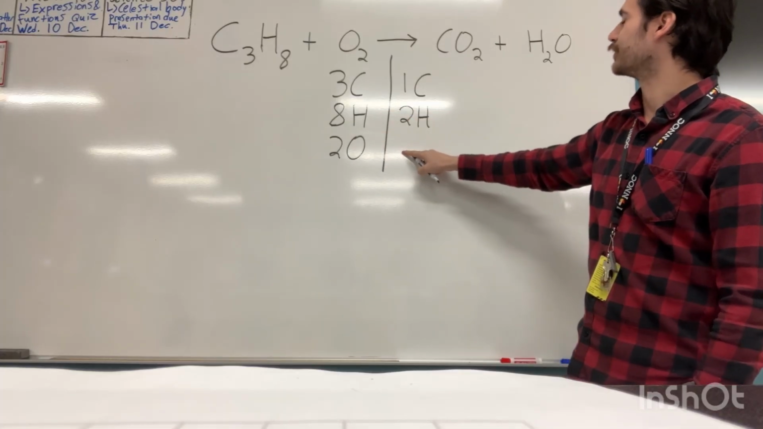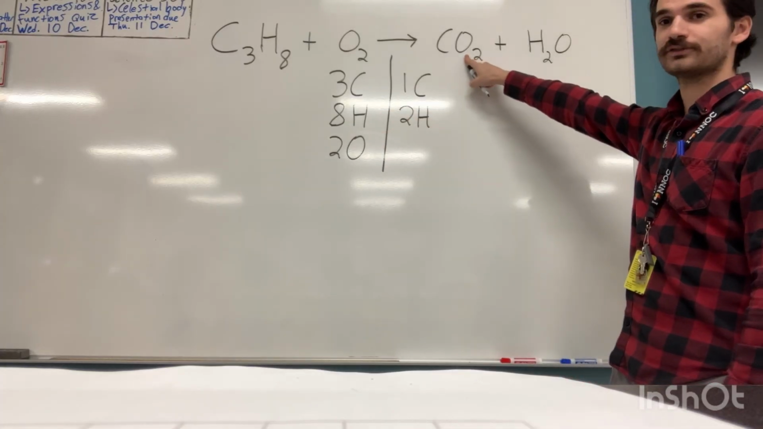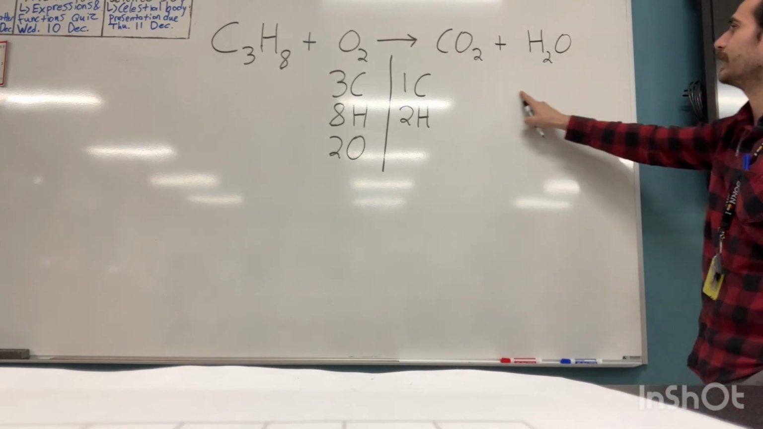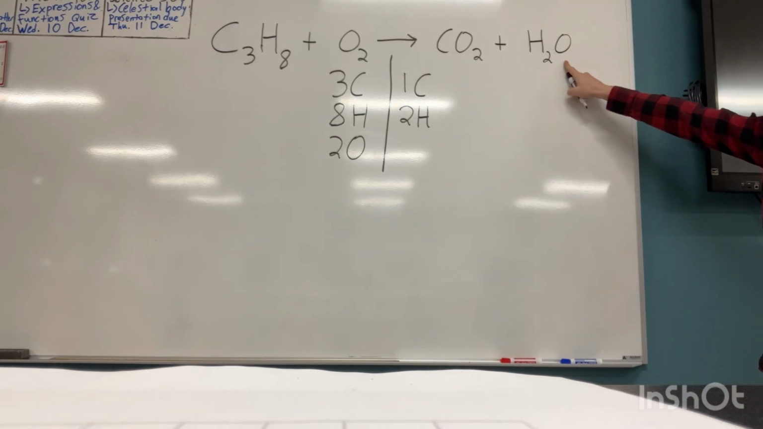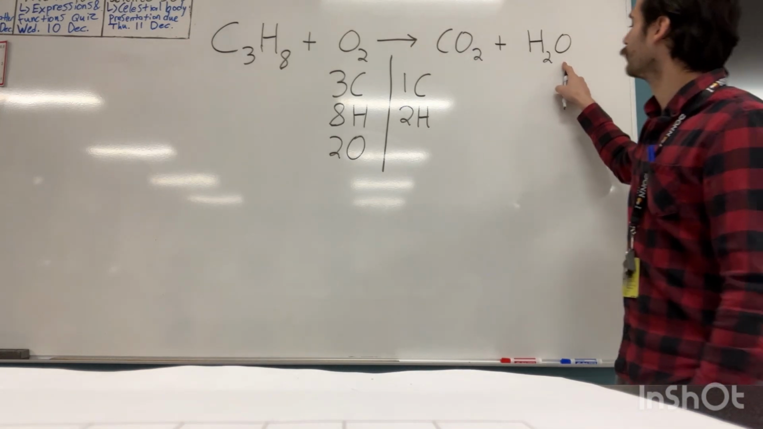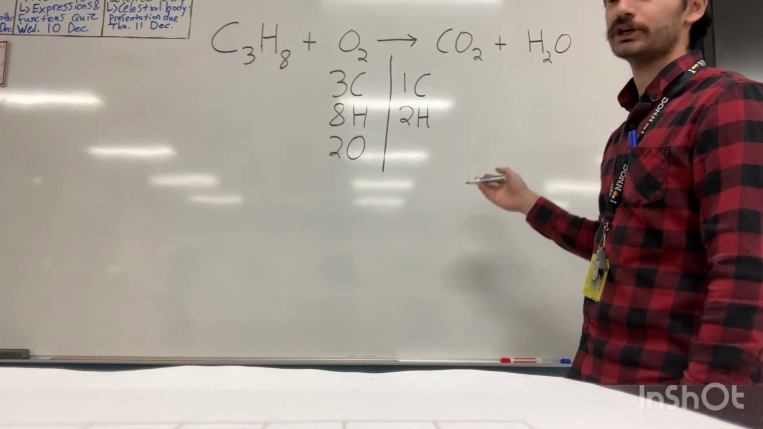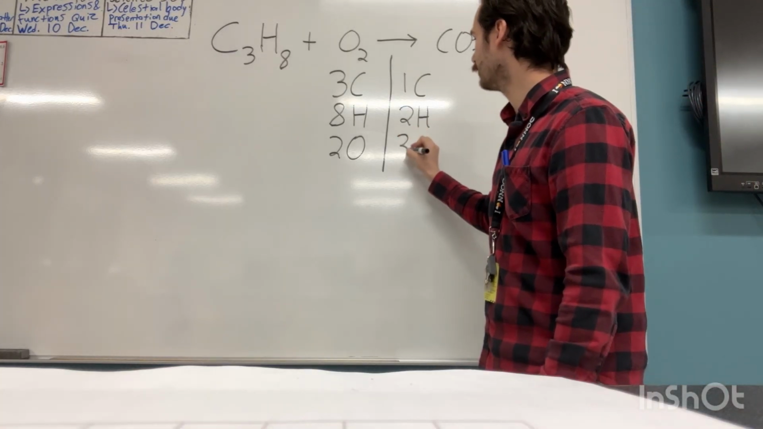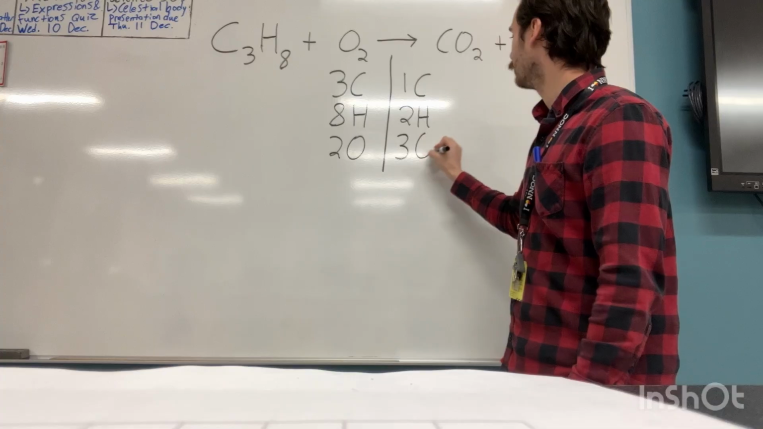Now I'll do oxygens. So I have 2 oxygens from the carbon dioxide, and I have 1 oxygen from the water molecule. So in total, I have 3 oxygens. So I'll put 3O on the right side.